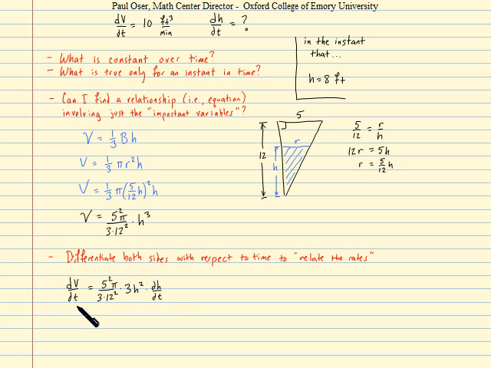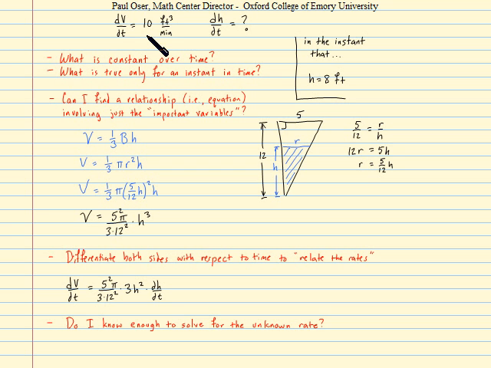So now we got what we're after. We have a relationship between the rates. The rates have been related here. Now the question is, is this all I need? Do I know enough to solve for the unknown rate? Remember, we're after dH dt. So this is unknown. Do I know h? Do I know dV dt?